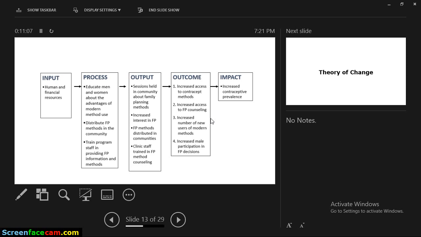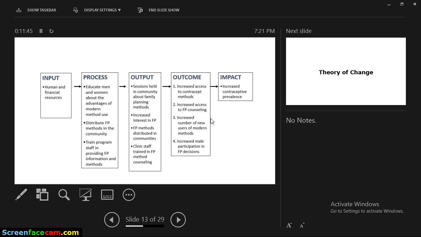So here you're going to identify the activities. What exactly are you going to do? These are talking about educating men and women about the advantages of modern contraceptives, distributing family planning methods. In fact, it was supposed to be distributed family planning methods, the community, friend program staff, and providing family planning information and methods. So those are just three listed activities that you are going to decide on as a project, and this is what we are going to do.